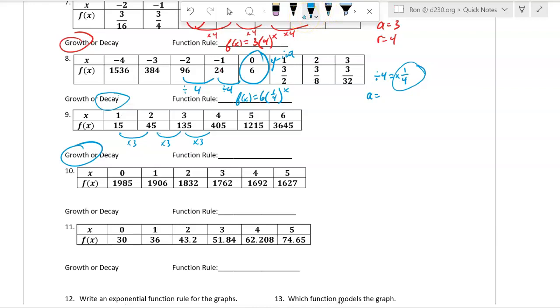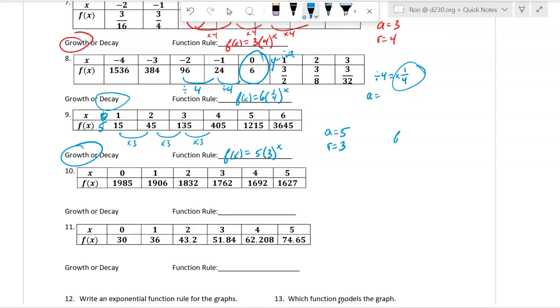So if the first term is 15, how do I find the 0 term? Well, moving forward, I multiply by 3. So moving backwards, I'm going to divide by 3. So 15 divided by 3 would give me 5. So I know my a value, or y-intercept, is 5. My common ratio is 3. So f of x equals 5 times 3 to the x.